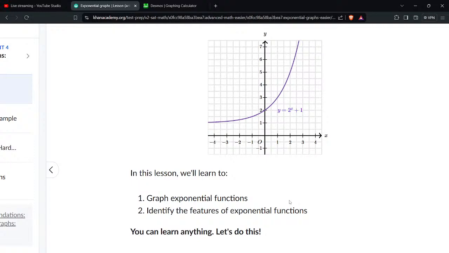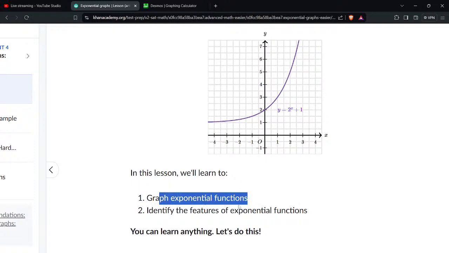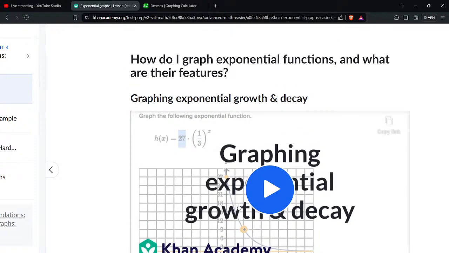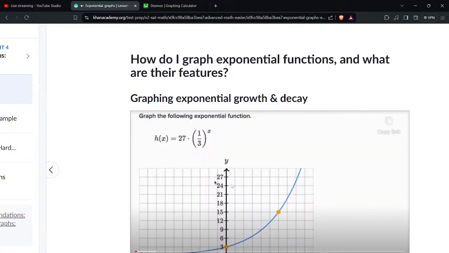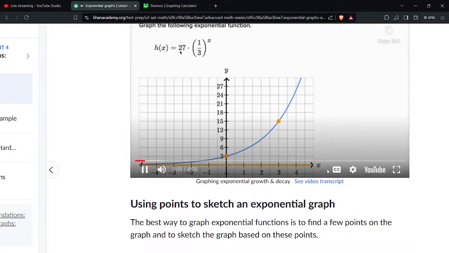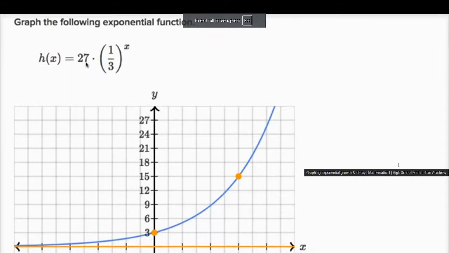Okay, there's graphing exponential functions. This is a new thing for me. I know the features of exponential functions. How do I graph exponential functions? This is from the graph basic exponential functions exercise on Khan Academy. They ask us to graph the following exponential function, and they give us the function h of x is equal to 27 times 1/3 to the x. So our initial value is 27 and 1/3 is our common ratio. It's written in kind of standard exponential form.